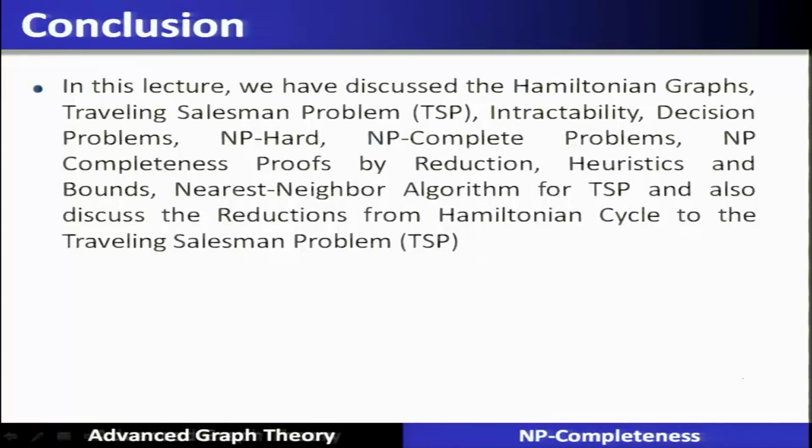So, in this lecture we have discussed Hamiltonian graphs, traveling salesman, intractability, decision problems, NP hard, NP complete, NP completeness proved by reduction, heuristics and bounds, the nearest neighbor algorithm for traveling salesman, and also discussed reductions from Hamiltonian cycle to the traveling salesman problem.